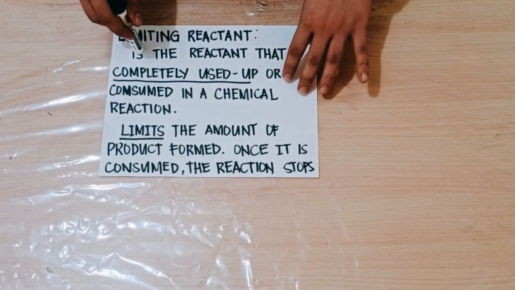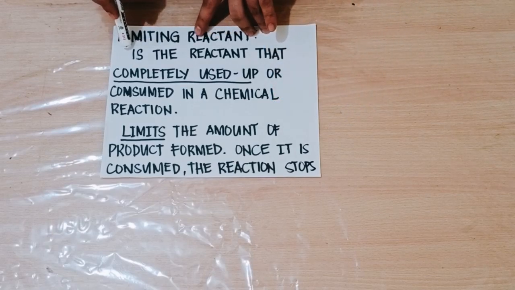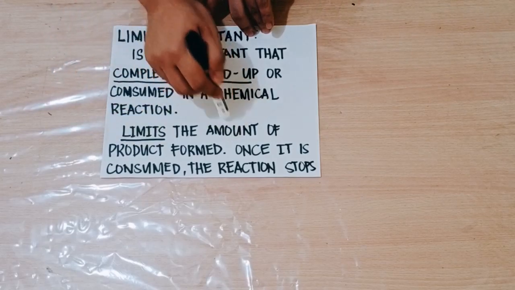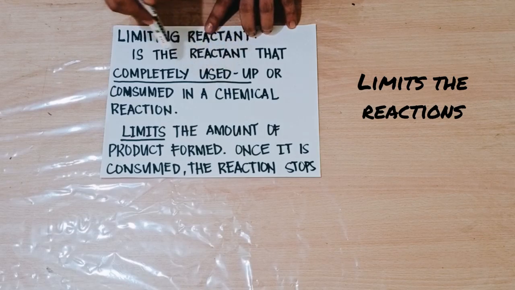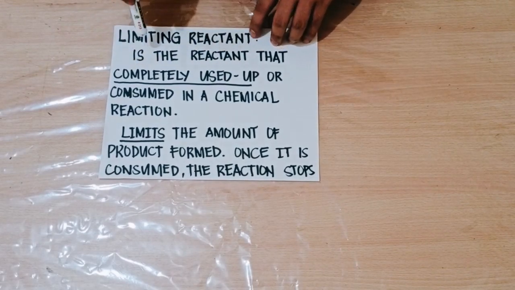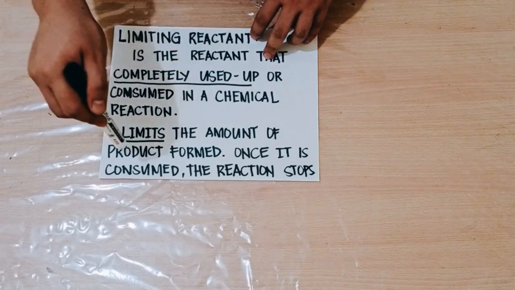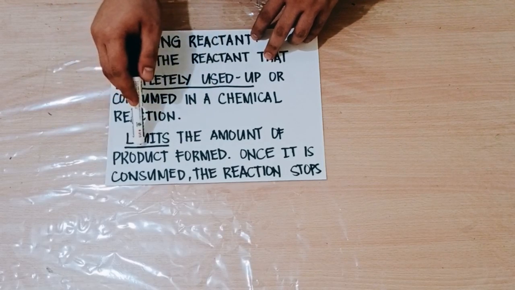Tandaan natin, pag sinabi natin limiting reactant, from the root word limit, nililimitahan niya yung reaction na binibigay doon sa mga chemical reactions. Again, siya yung nagdidikta kung ilan lang i-produce doon sa isang reaction. Siya yung nililimit, yun yung root word.